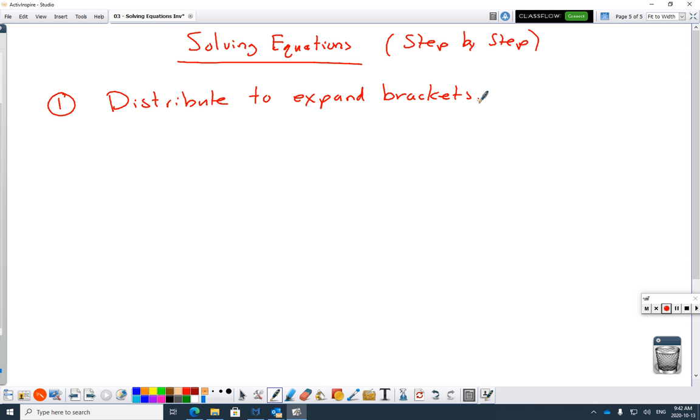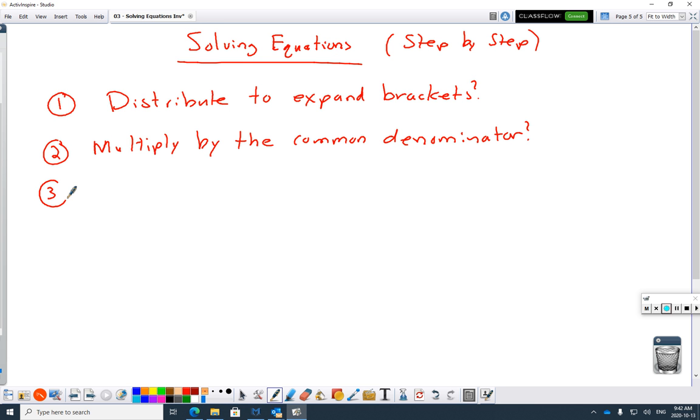2, do what I just said in this lesson, which is 2. Multiply by the common denominator. By the way, I'm just going to change those to question marks. Because if there's no brackets to distribute, you don't have to do that step. If there's no fractions to deal with, you don't have to do this step.